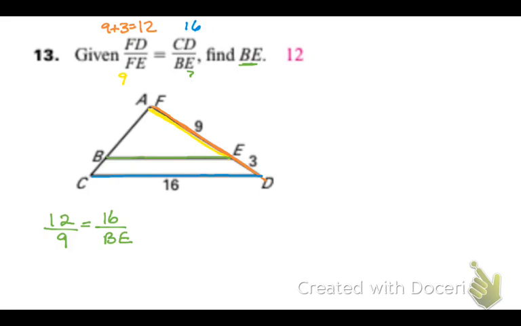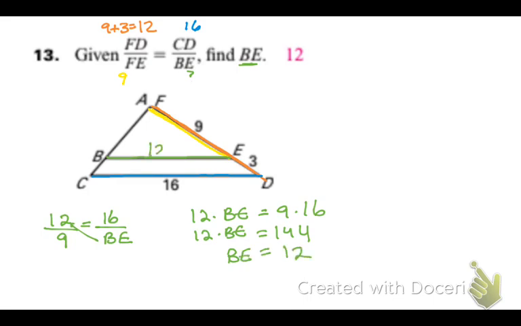Okay, and you know the drill by now. Cross multiply. 12 times BE is equal to 9 times 16. 12BE is equal to 144. Divide both sides by 12. BE is going to equal 12. So BE is equal to 12. Again, you have to be very careful what you're looking at here. Color coding really helps. So on the final, you're welcome to bring different color pencils or markers and use them to work these problems. I highly recommend it, actually.